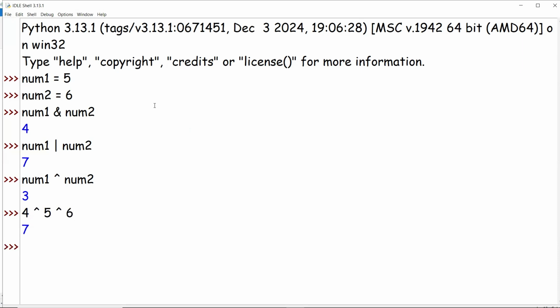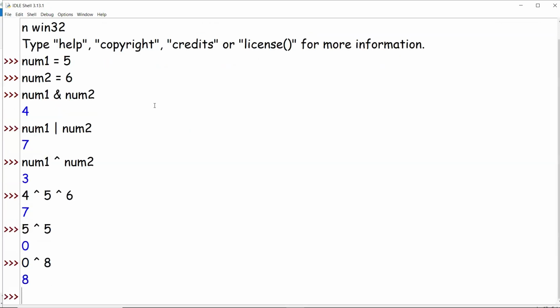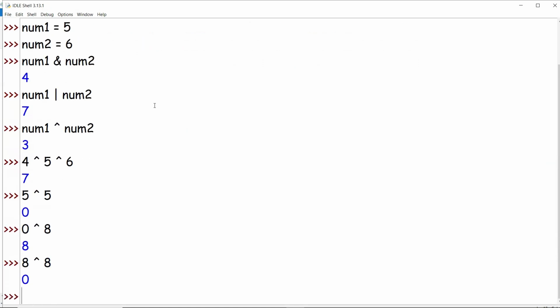Let me add 2 more points. If we do 5 XOR 5, we would get the answer 0, because in 5 the bits are 101, and in the other 5 also the bits are 101. If both have the same bits, the answer would be 0. If I do 0 XOR anything, like 0 XOR 8, the answer would be 8. If I do 8 XOR 8, the answer is still 0. Now let's take the combination of 5 as well as 8: 8 XOR 5 XOR 8.